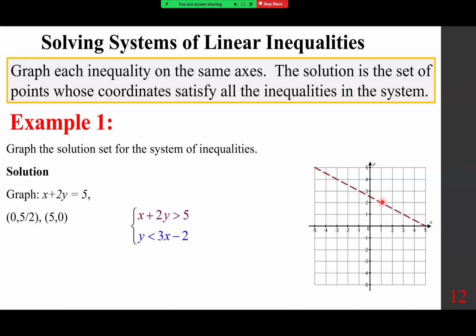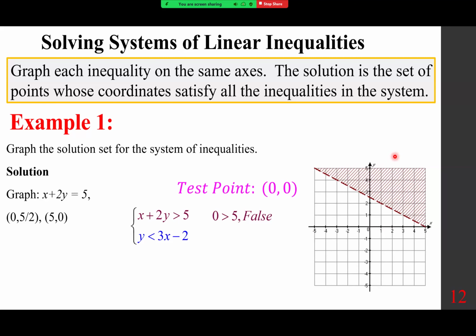Now we are going to use a test point. Any point can be a test point as long as it doesn't belong to this line. And the easiest point, of course, would be (0, 0), as long as (0, 0) is not part of the line. So if you put it into this, 0 plus 2 times 0 makes 0 larger than 5. And 0 larger than 5 is a false statement. So 0 is not a solution. If (0, 0) is not a solution, this side is not a solution. The opposite side is, and so you shade that region.